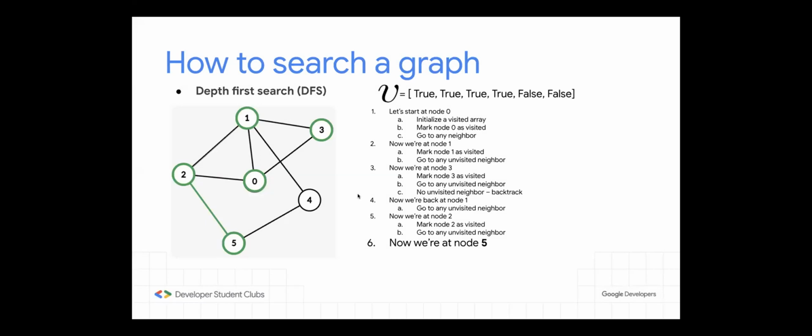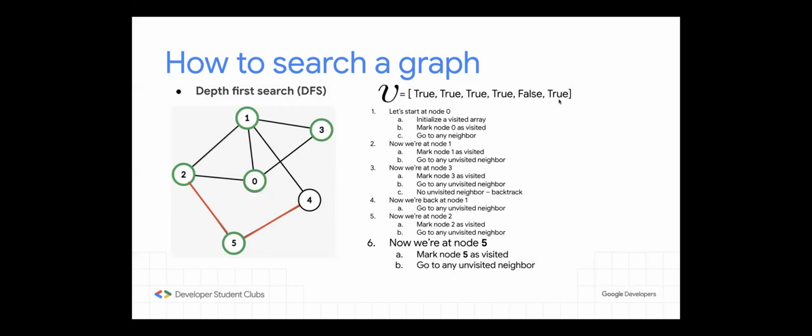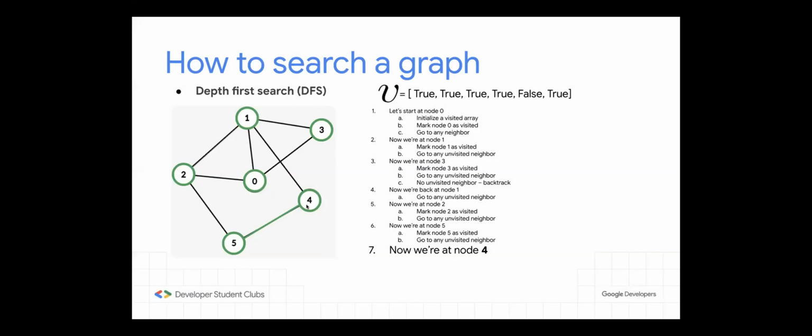Now we're at node 5, and we're just going to repeat. Mark node 5 as visited in our array. I think this is the 5th index, so it's false. Now it's going to be true. And then we're going to go to any unvisited neighbor of 5, 2, and 4. 2 has already been visited, so my only option here is to go to node 4. So I'm going to go to node 4.